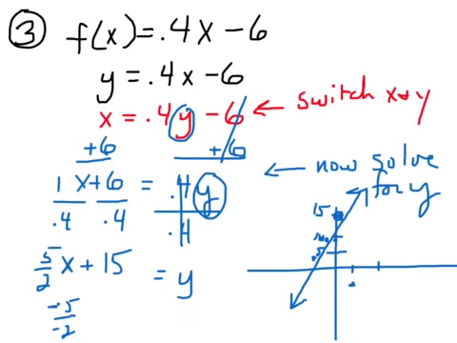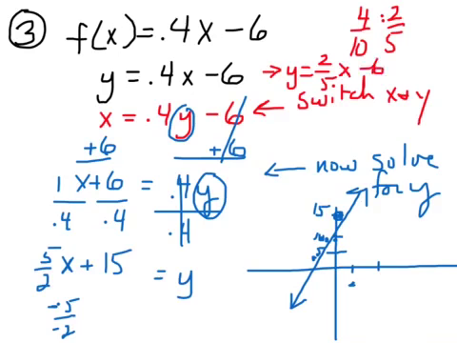Let me graph the original one in red. This was 0.4x minus 6. Now 0.4 is 4 over 10, which reduces to 2/5. So this equation is the same as y equals 2/5 x minus 6. It has a y-intercept of negative 6, about right here, and it would be up 2 to the right 5. Up 2 to the right 5. So it's going to end up being somewhere in here.